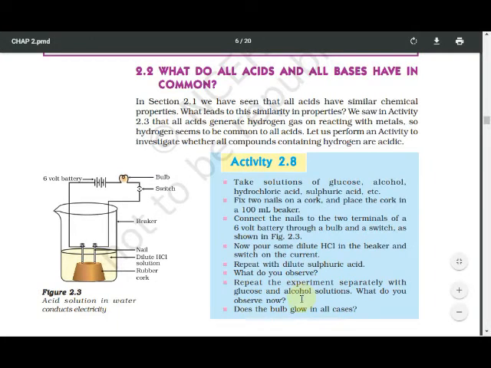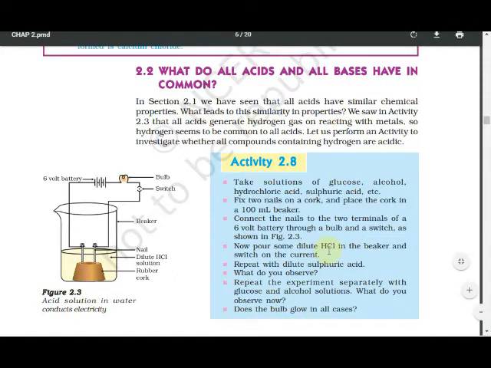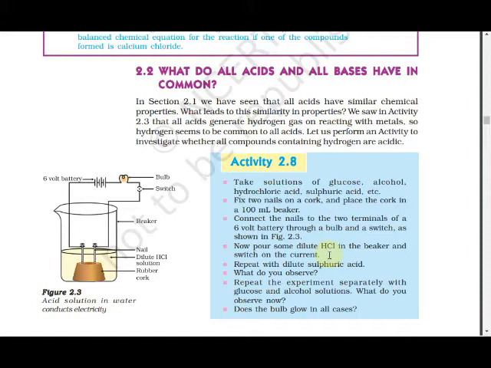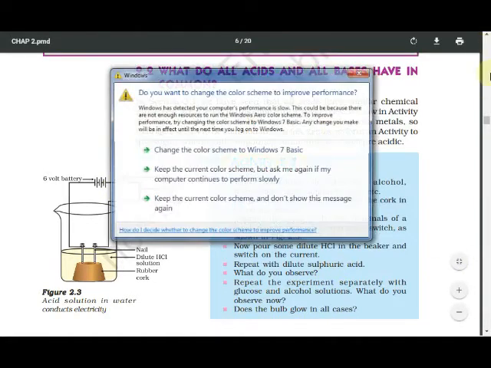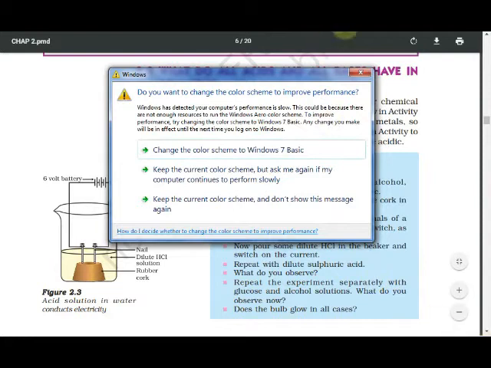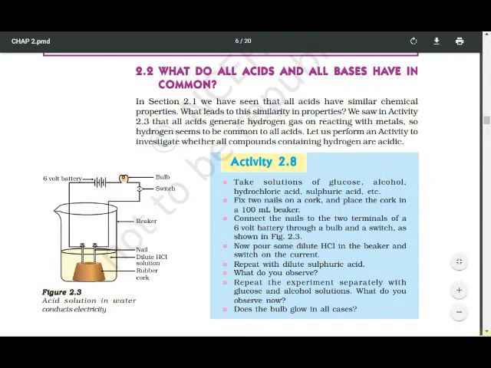Does the bulb glow in these cases, in glucose and in alcohols? No. Ions are not formed. That is why they don't glow. But HCl, H2SO4, HNO3, acetic acid, CH3COOH, these can pass the electricity, yes or no? And the bulb glows. Understood? But alcohol and glucose are unable to pass the electricity. That's why the bulb cannot glow. Understood? Now we are going to see the next activity.